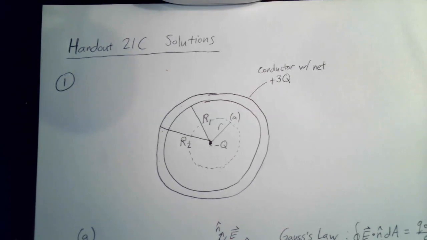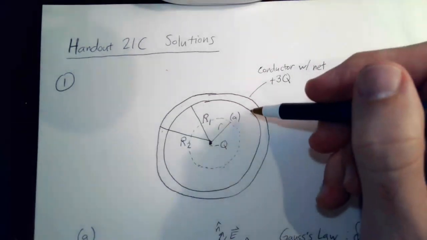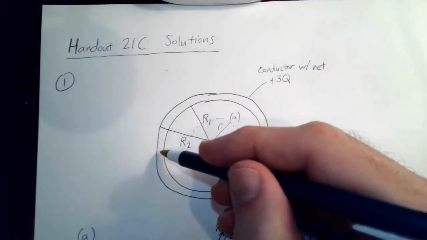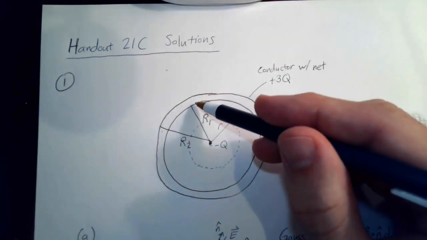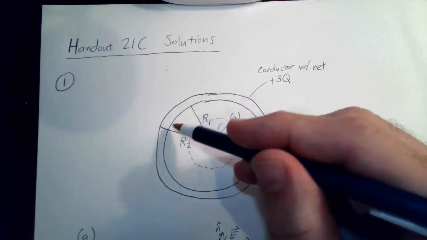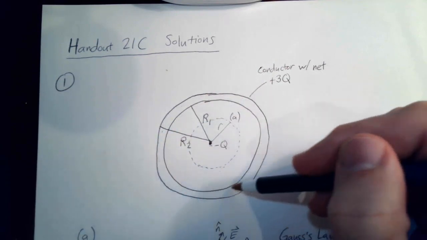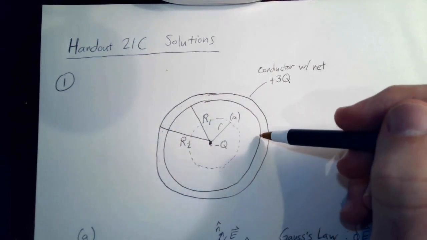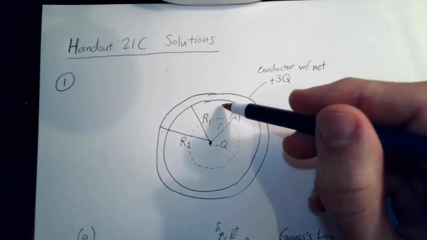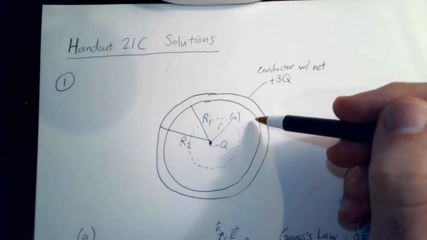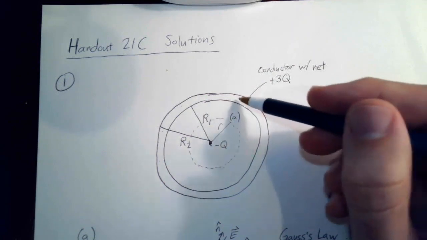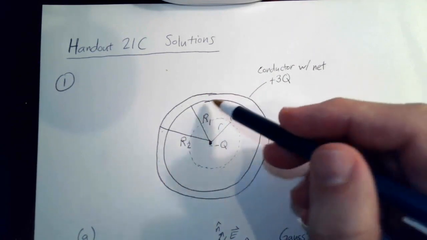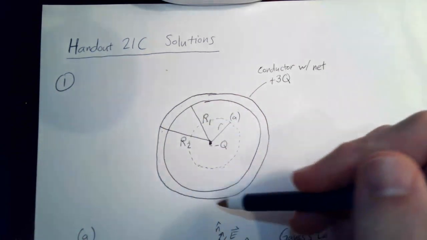All right, now I'm going to do part B. And part B is asking how much charge is there on the interior surface of this conducting shell. It gives us a hint when it tells us in the question that since this is a conductor in equilibrium, we already know the electric field must be zero everywhere in here.